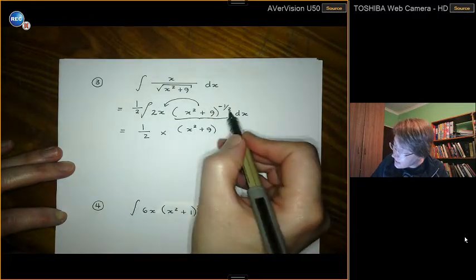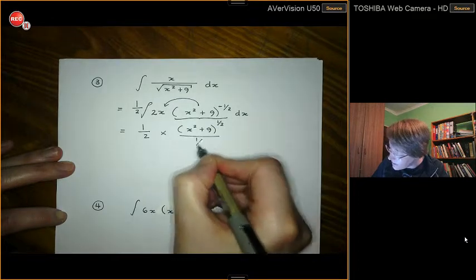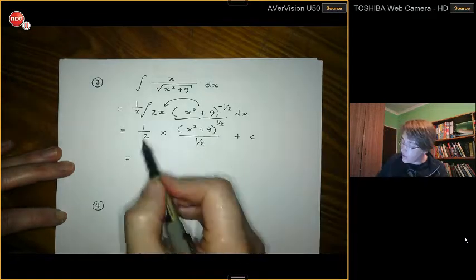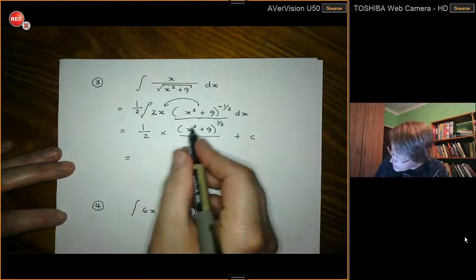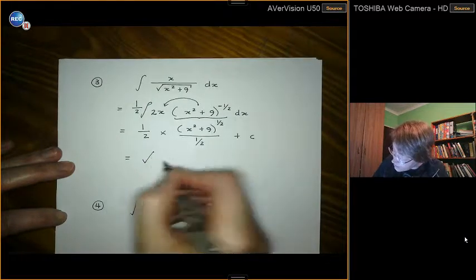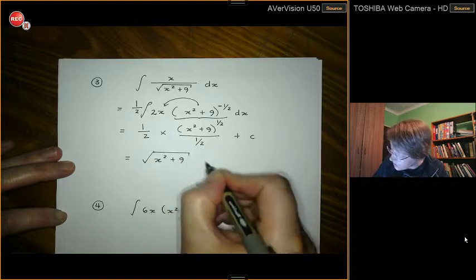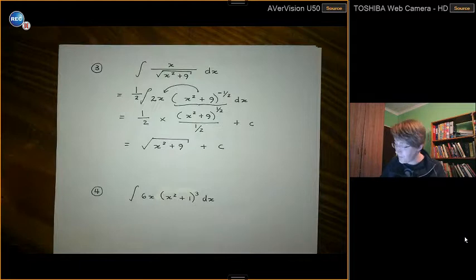So that negative a half, I add 1, which becomes positive a half, and then I divide by that brand new exponent. And then you guys should notice that a half divided by half is 1. So this one will then just be x squared plus 9 to the power of a half, and if you want to, you can just say that to the power of a half is square root. There you go. So nice and clean, actually.